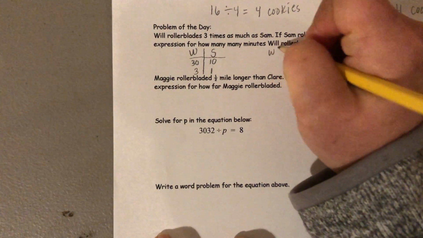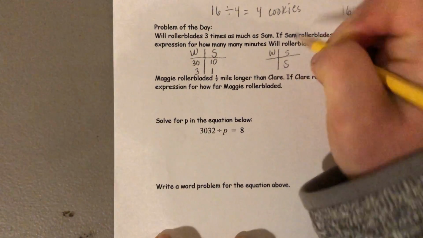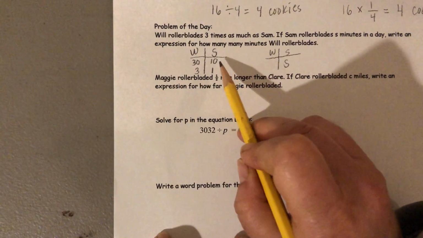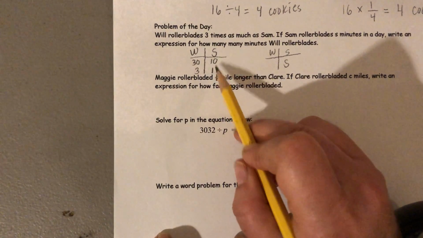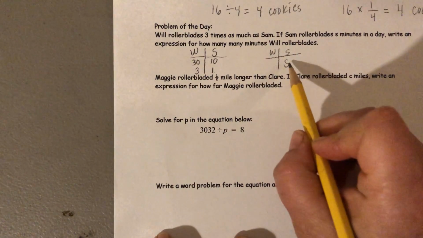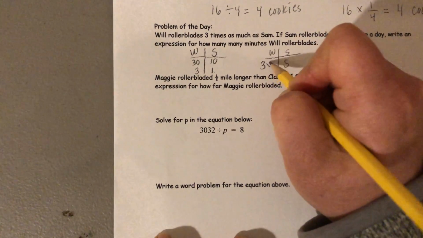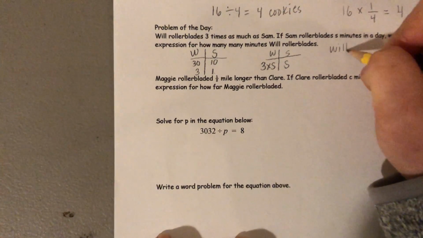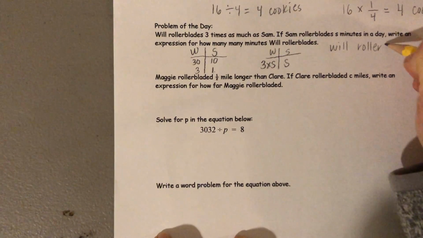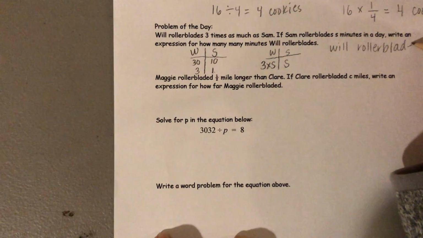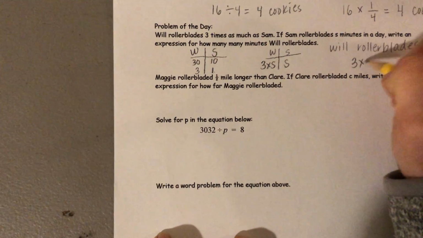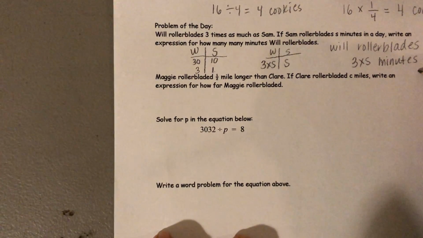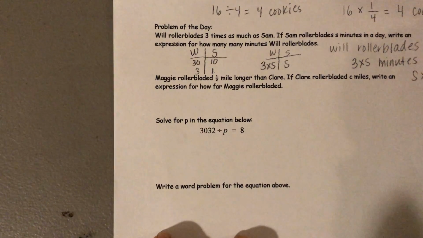I'm going to make another column over here. How would I figure out the number of minutes Will rollerblades? So same idea as here. I would take this Sam column and multiply by 3. So this would be 3 times S. So Will rollerblades 3 times S minutes. Now, is it the same thing to say S times 3?